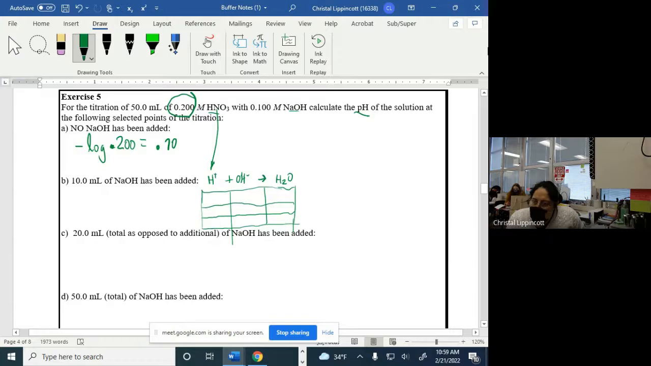So 0.5 times 0.2 is what? 0.1. Wait, it's 1. No, I was right. Oh my goodness, this is so hard. For this guy, we're going to take this molarity, which is 0.1, and multiply it by 10 mils, but it can't be mils. It has to be 0.01. So this is 0.001.